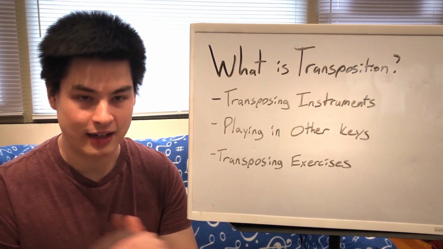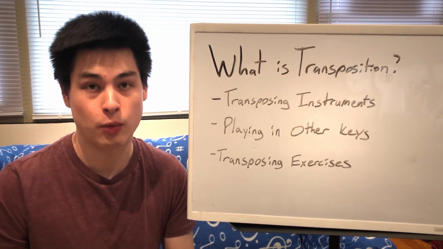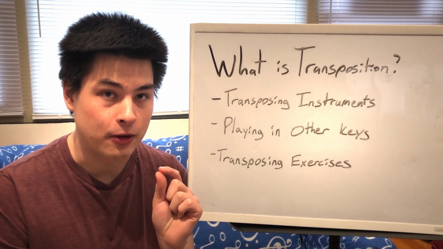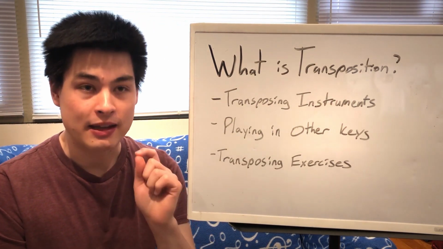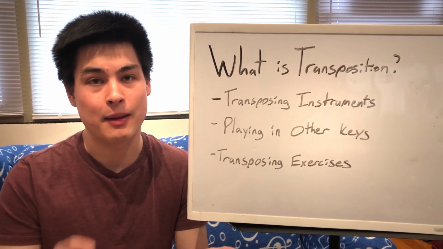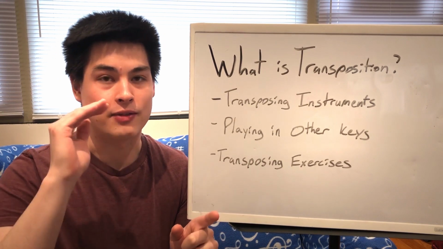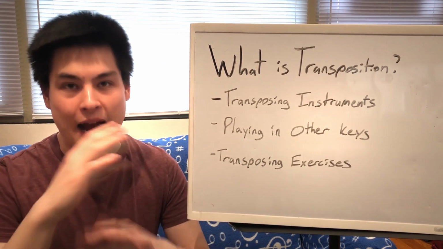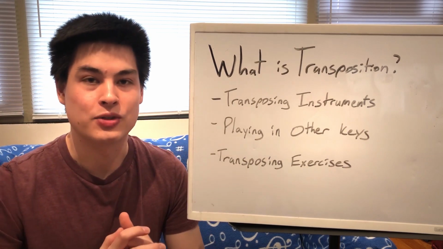a C on the B flat clarinet and it sounds a B flat, and the composer wanted a B flat to sound. But if the composer is writing for a C instrument, then they'll write a C on the page and they want a C to sound. But if you're playing that on B flat clarinet, then you actually have to play a D to get the C to sound out.